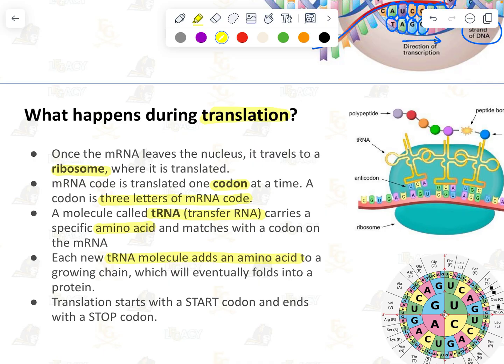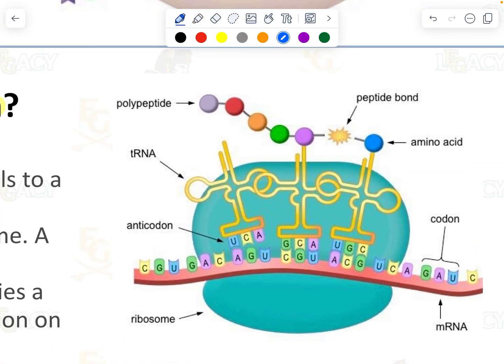Translation is going to start at what we call a start codon, and it's going to end at a stop codon. So let's look back at this diagram. We'll see there was a codon here that was AGU, and you'll notice there was a tRNA that paired with AGU because it had what we call an anticodon that is complementary, or the opposite, of the codon.